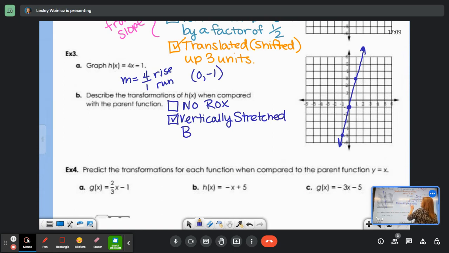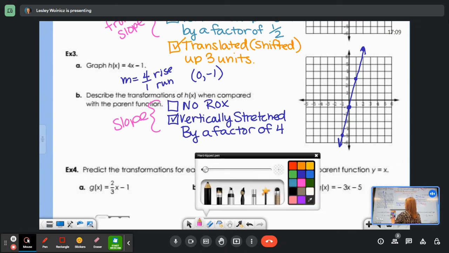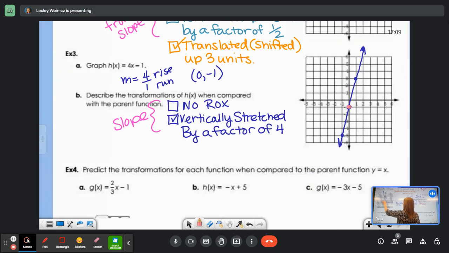Okay, by how much? By a factor of 4. All right, so far both of these come from the slope. Okay, the very last one comes from my y-intercept, which is (0, -1). So this has been shifted down 1 unit. Okay, this one came from the y-intercept.